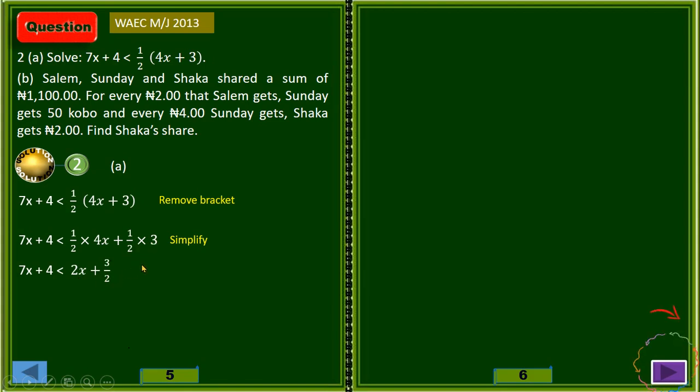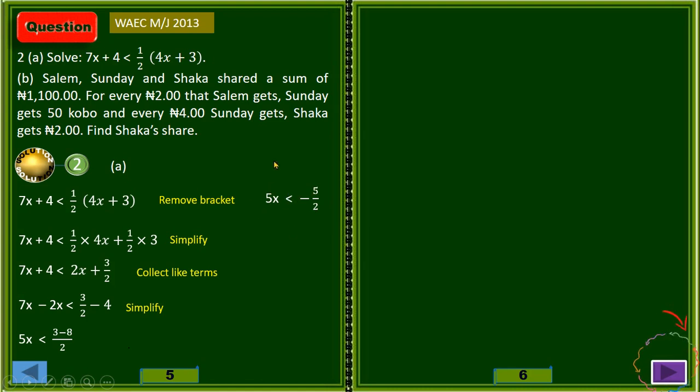Then next we are going to collect like terms. The terms in x should be together, and the terms without x should be together. 7x minus 2x will give us 3/2 minus 4. We are going to simplify this inequality. Then we have 5x, 7 minus 2, 5, will be less than (3 minus 8)/2. Simplifying further, I have 5x less than minus 5/2.